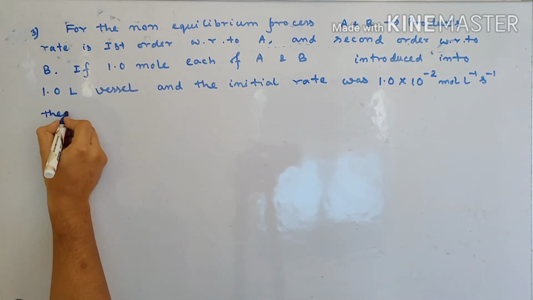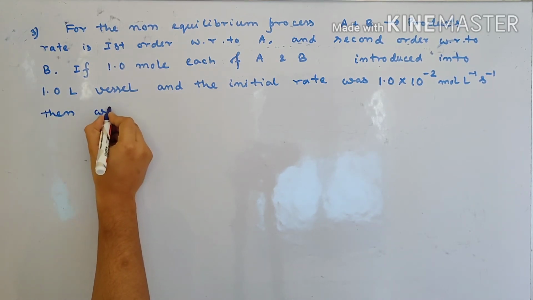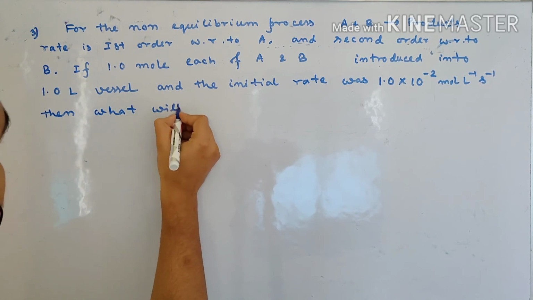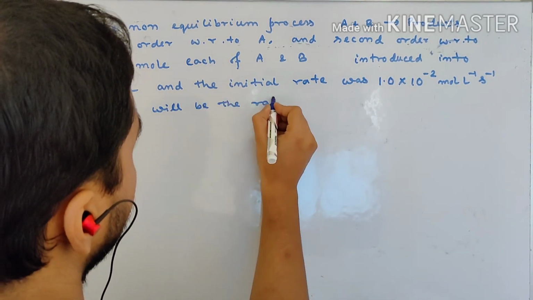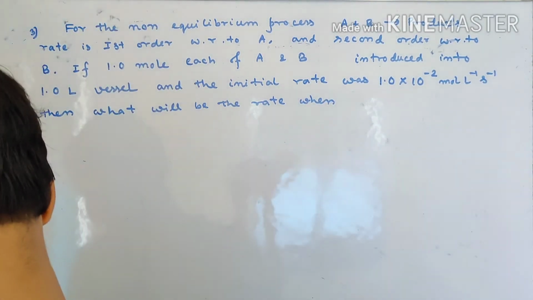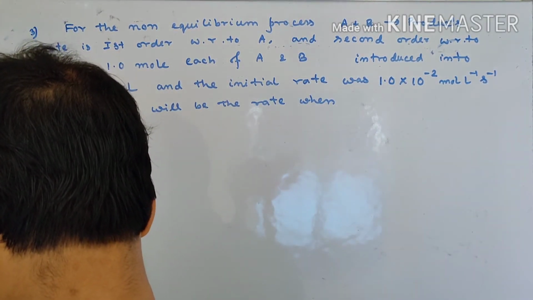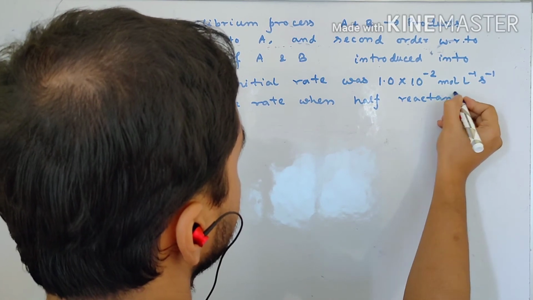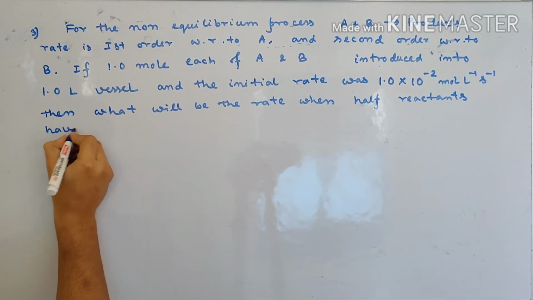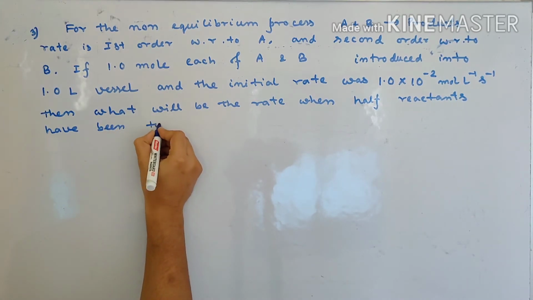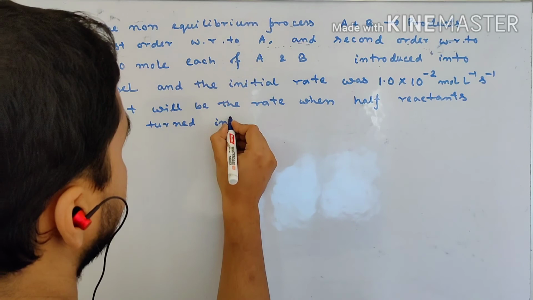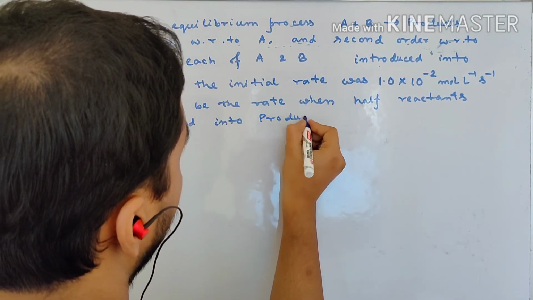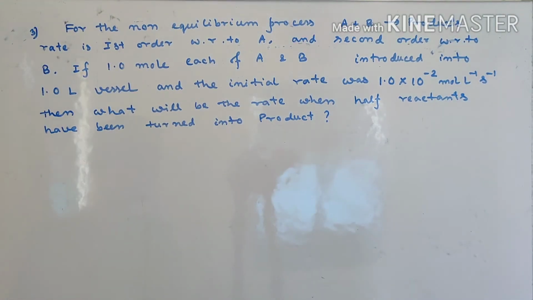then what will be the rate when half of the reactants have been turned into product? Options are given, I am not writing them. So I would ask you to go through this once again.